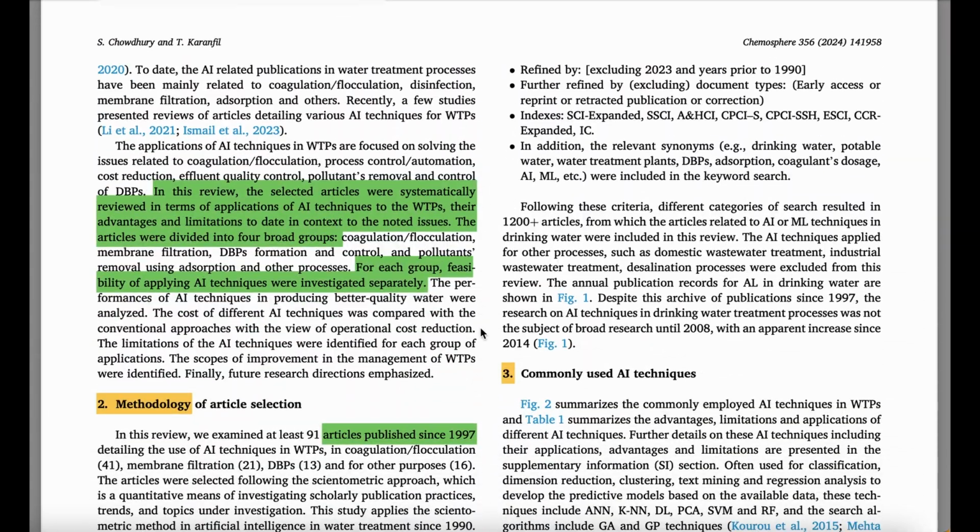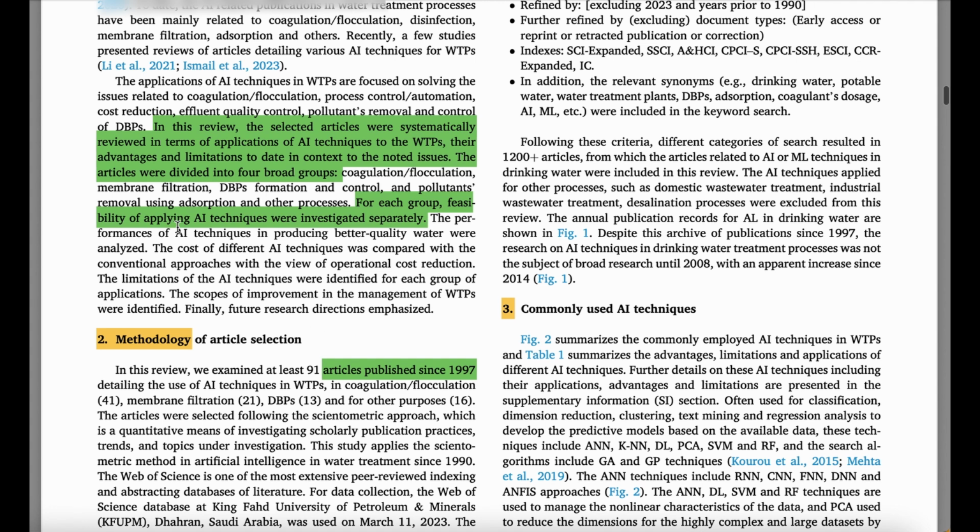And here in the last paragraph inside the introduction section, we see this, highlighted it with green. In this review, the selected articles were systematically reviewed in terms of application of AI techniques to the water treatment plants, their advantages and limitations to date in context to the noted issues. So they already indicated here this was systematically reviewed, but also if they wouldn't have mentioned it, how would I know that this was done systematically?